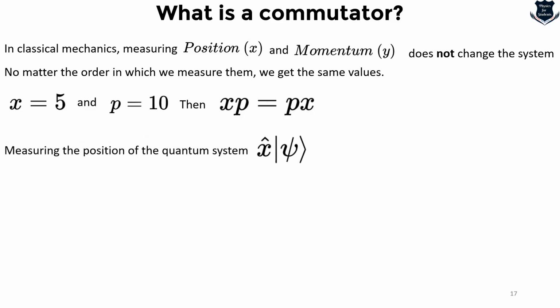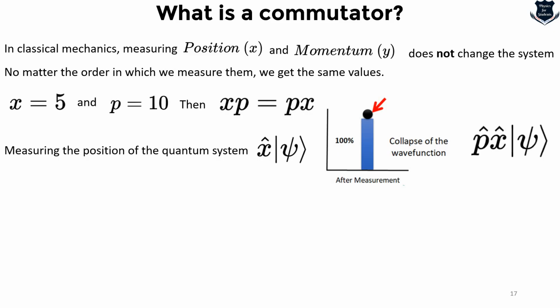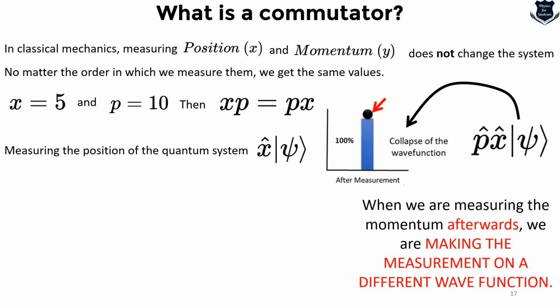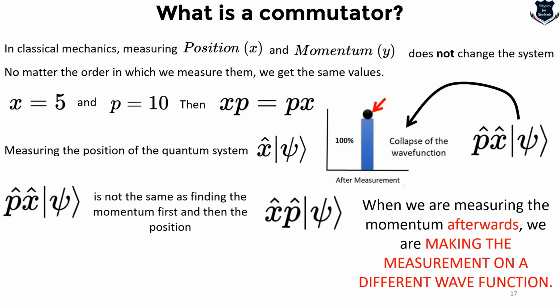Now measuring the position of the quantum system changes the wave function. So when we measure the wave function, after the collapse which happens, the order really matters. Measuring the position of the quantum system changes the wave function, so when we measure the momentum afterwards, we are actually making the measurement on a totally different wave function. So here you can see what I'm trying to say is that xp psi is not equal to px psi, where x is the position, p is the momentum, and these are quantum operators. And this is what actually makes a huge difference between quantum and classical physics.